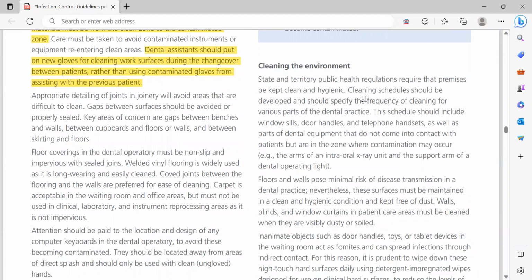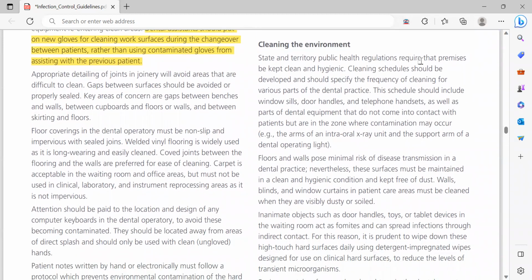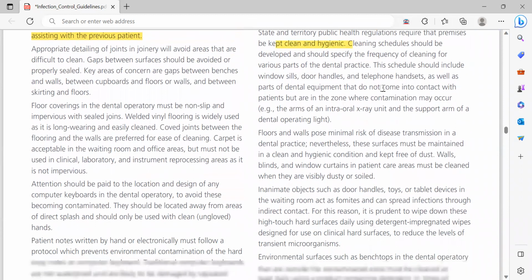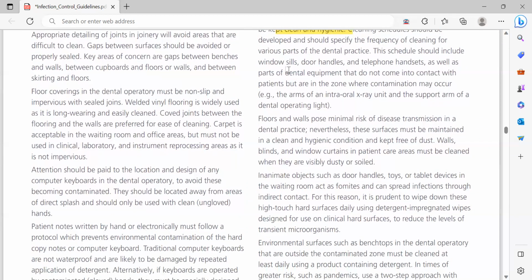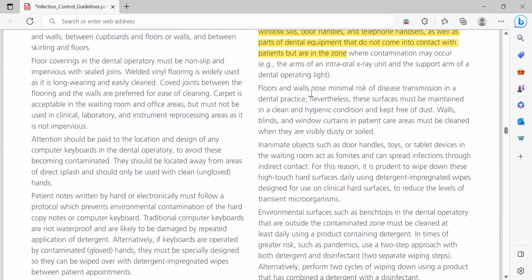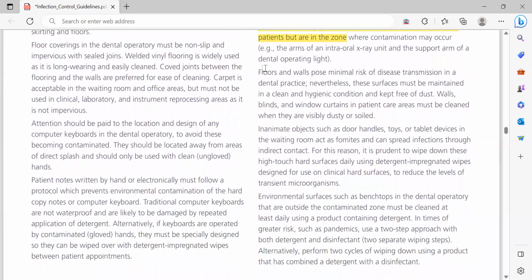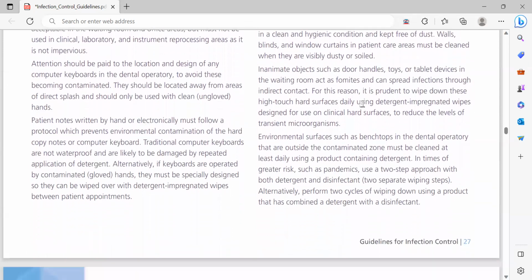Then cleaning the environment. Public health regulations require that premises be kept clean and hygienic. Cleaning schedules should be developed and should specify the frequency of cleaning for various parts. The schedule should include window seals, door handles, so everything should be cleaned from time to time. Okay, and floors and walls pose minimal risk for disease transmission in the dental practice. Nevertheless, the surface must be maintained in a clean and hygienic condition.